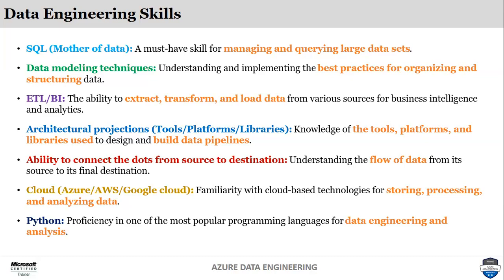So learning Python is also one of the good-to-have skills for data engineering. As part of our training, we are going to have one exclusive session covering Python basics, and also cloud basics and ETL BI basics. These are all the things we are going to cover as part of the training. Only SQL you need to brush up. So these are the essential data engineering skills. These are not prerequisites for this course. These are the prerequisites to become a good data engineer, which you will gain slowly after the training.